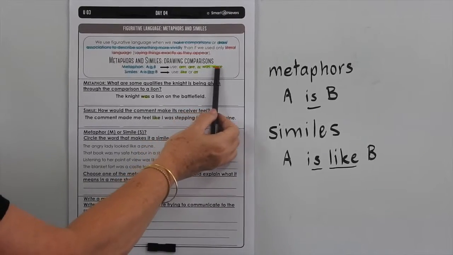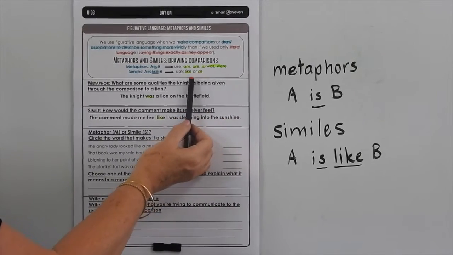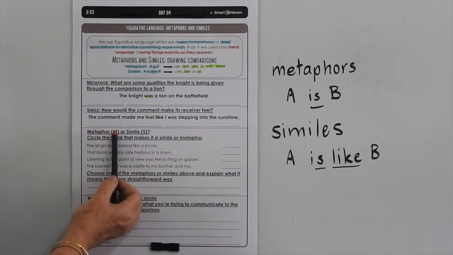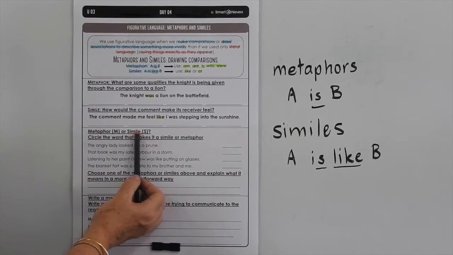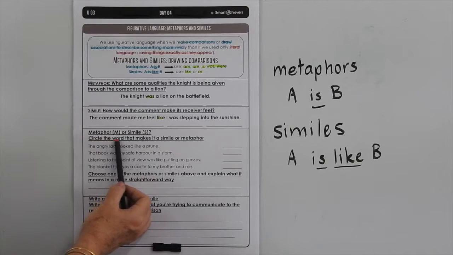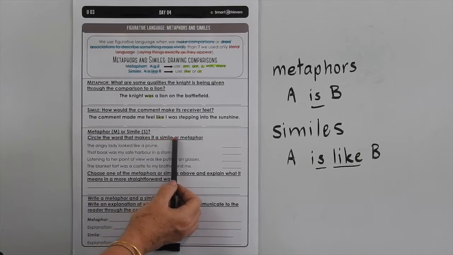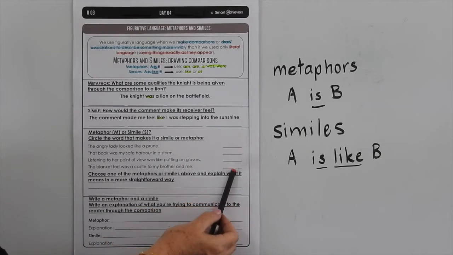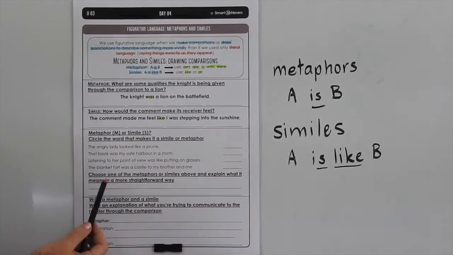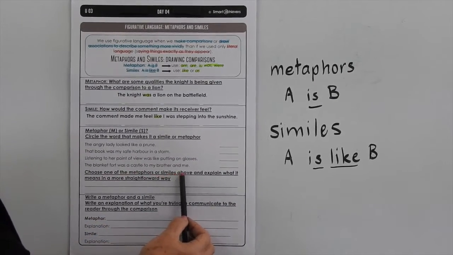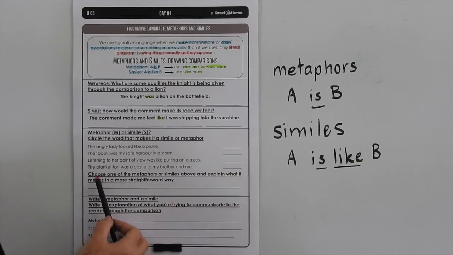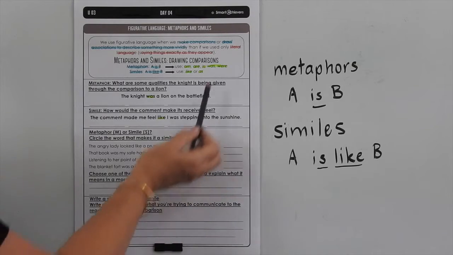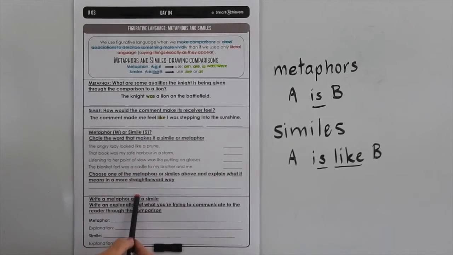So you've got these little hints up here to help you work out which form we're using. So a metaphor, we're going to use an M, of course, and an S for a simile. So circle the word that makes it a simile or a metaphor. So go through and circle those and then write down the S or the M here. Choose one of the metaphors or similes above and explain what it means in a more straightforward way. So therefore, we're going to be using literal language down here.